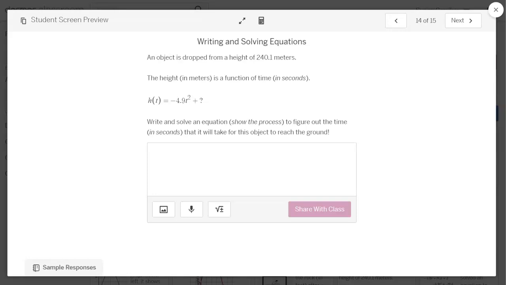So this next time, we are just solving an equation. So using this equation, which is given, notice there is a question mark for the initial height, but I give them the initial height in the text at the top of this slide. So they should substitute in the number that they know is their initial height. They are working in meters and seconds, so meters is important, a different unit. And then they're going to write and solve an equation and show the process to get the time.